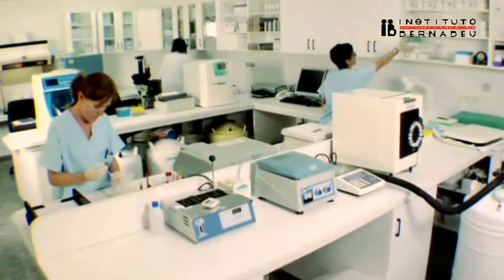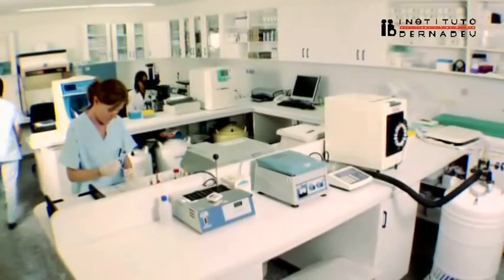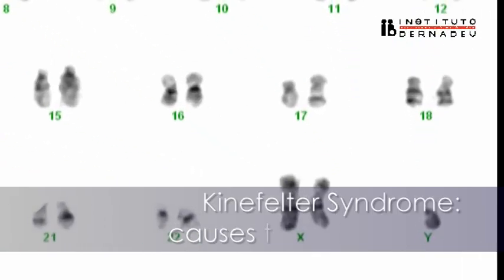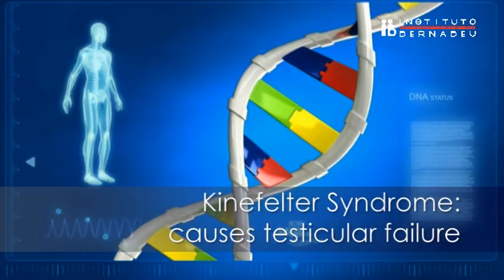There are other numerical alterations that generate reproductive problems. For example, men with Klinefelter syndrome have 2 X chromosomes and 1 Y. These patients suffer testicular failure, resulting in fertility problems.